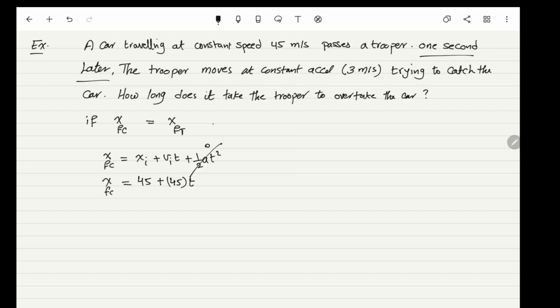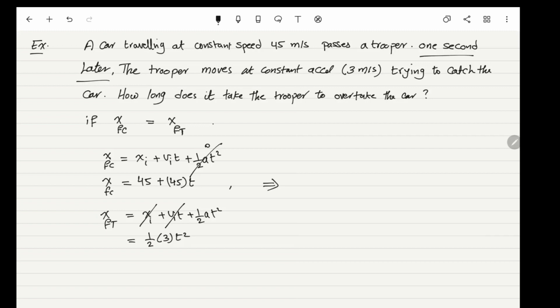Now let's calculate the x final for the trooper. Same equation here: x initial plus v initial t plus half a t squared. Now the initial position for the trooper is 0. This is the origin here. The initial velocity of the trooper, again, is 0. He was at rest. So x final for the trooper is equal to half a t squared, so it's equal to half multiplied by 3 t squared.